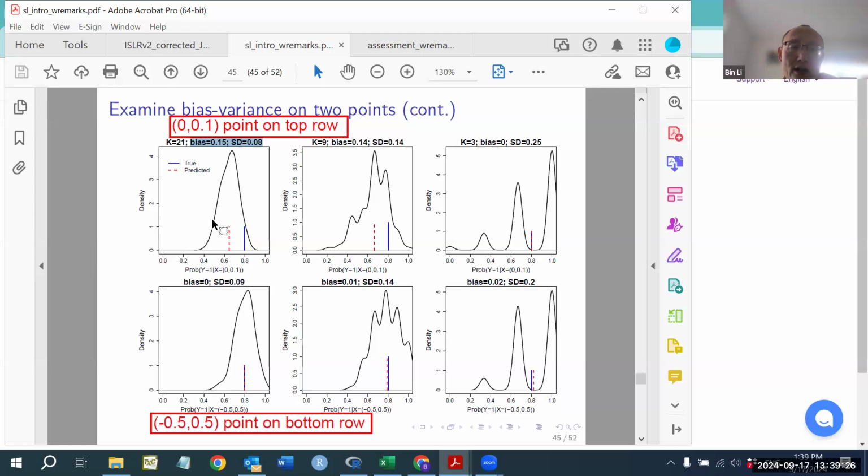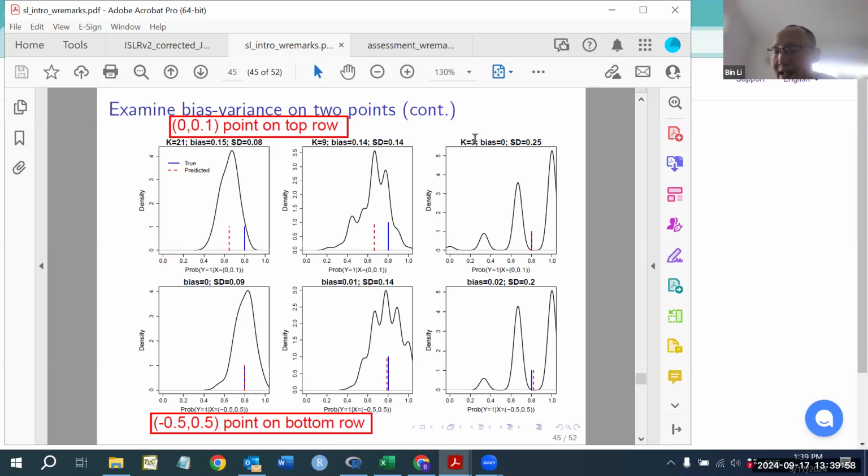Okay, so this one is for the KNN at K is 21. That means the model is simple. We have a large bias and small variance. When we reduce the K, the KNN boundary becomes more complicated. The model is more complicated. So you can see the bias reduced slightly, but the variance increases.